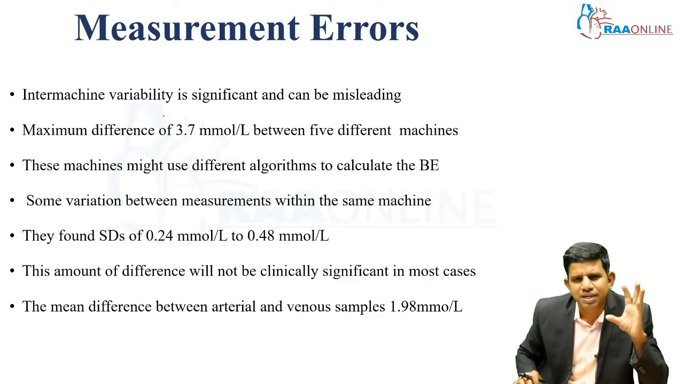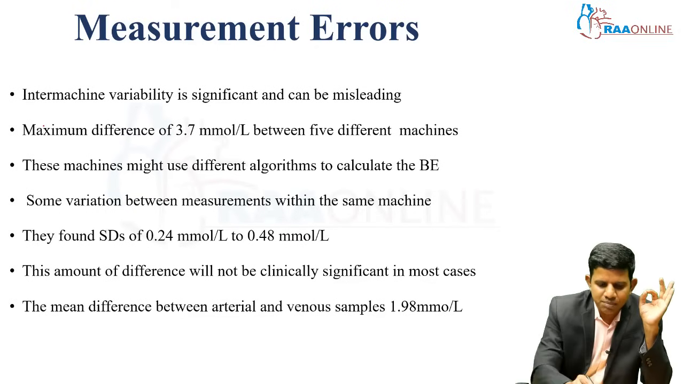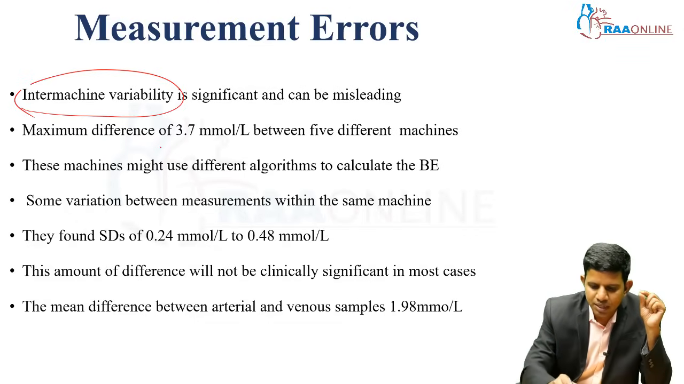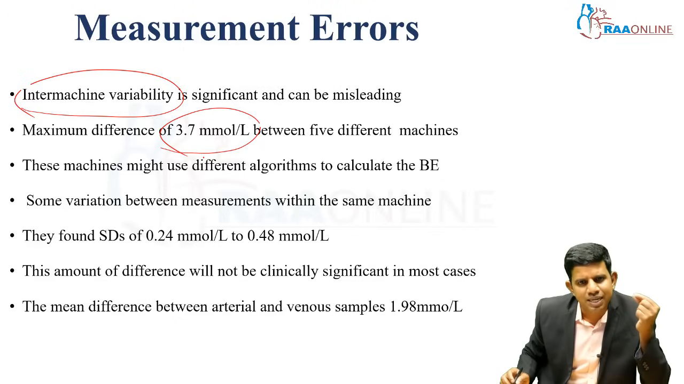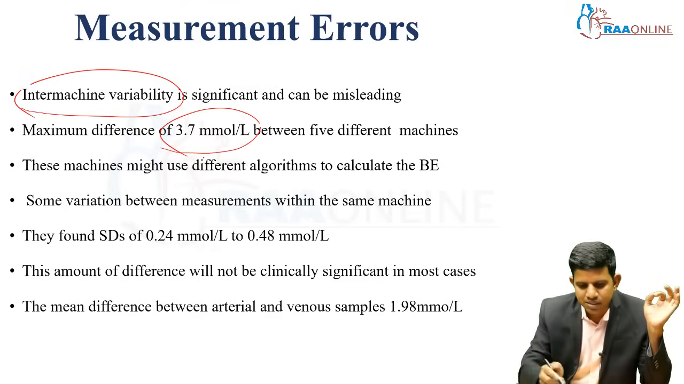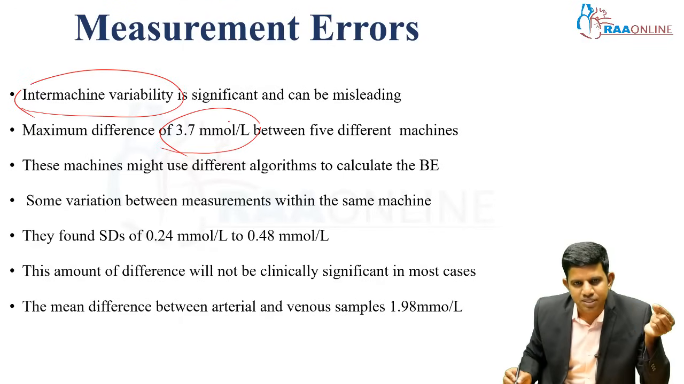Some measurement errors will come. I already told you about the intermachine variability. Each machine uses different formulas to calculate the standard base excess. The maximum difference is 3.7 millimole per liter. It is clinically significant. I already told you that -2 to +2 is a normal base excess. Anything beyond that range is abnormal. This intermachine variability itself is 3.7 millimole per liter, which means it is clinically significant. Preferably use a single machine when you are comparing the previous base excess to make any decision to change any of your treatment.